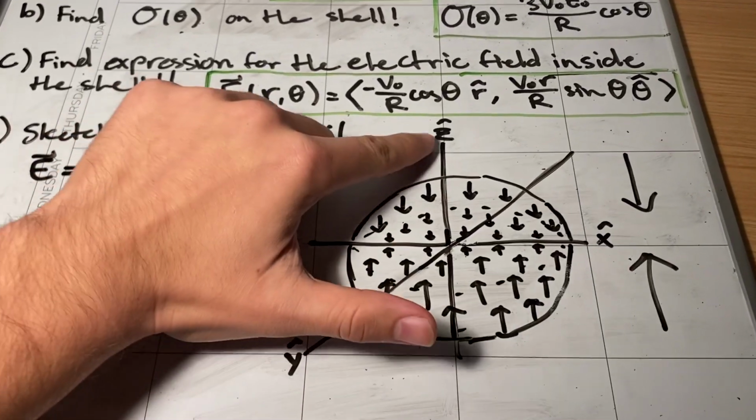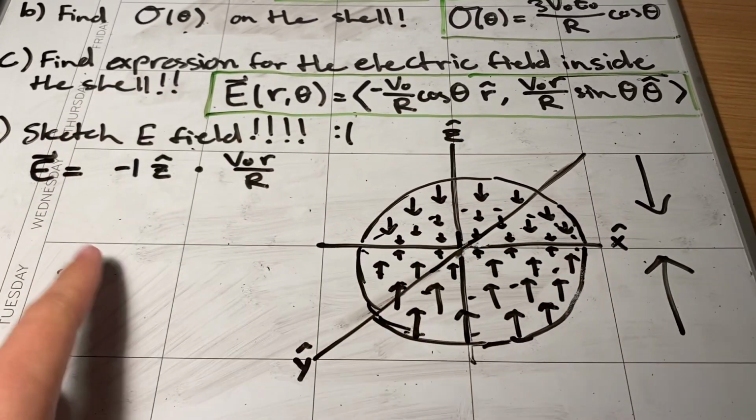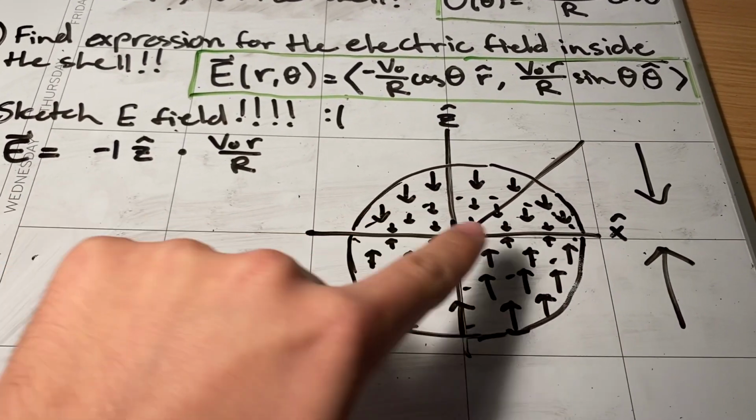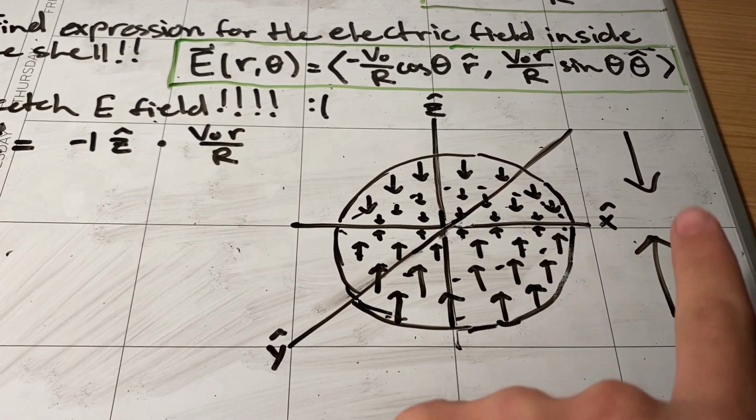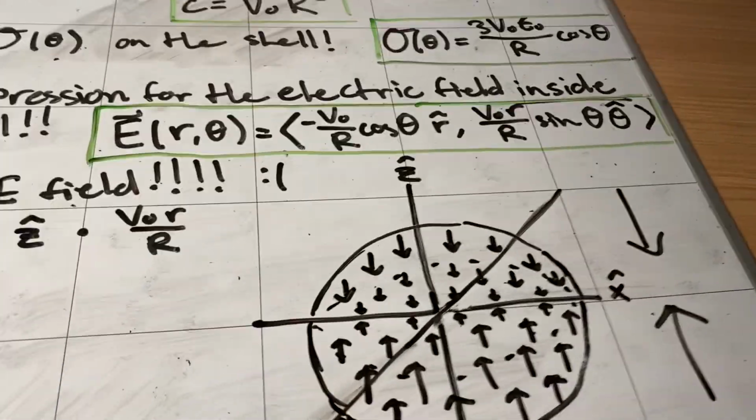So our distribution of charges is going to be z dependent and r dependent. When z is negative, it'll flip the field. So when it's positive, it's negative 1, and when it's negative, it's positive 1. So it's basically that.